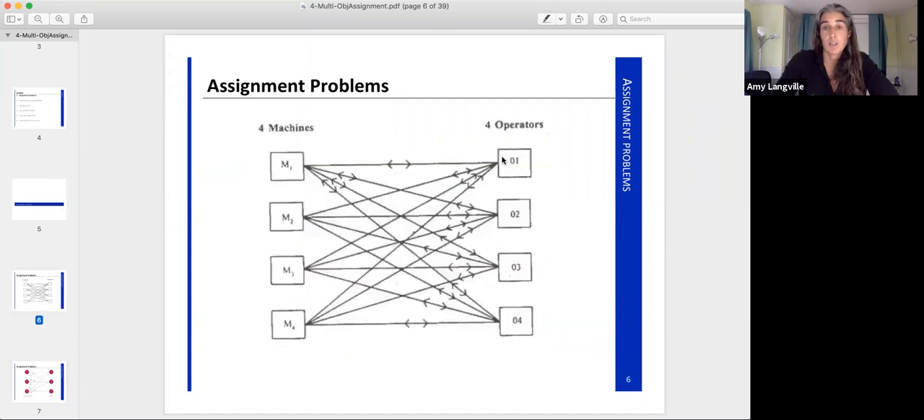So Xij, machine i is assigned to be run by operator j. The sum of Xij over all the i's has to be 1. Every machine has got an operator and every operator has a machine.